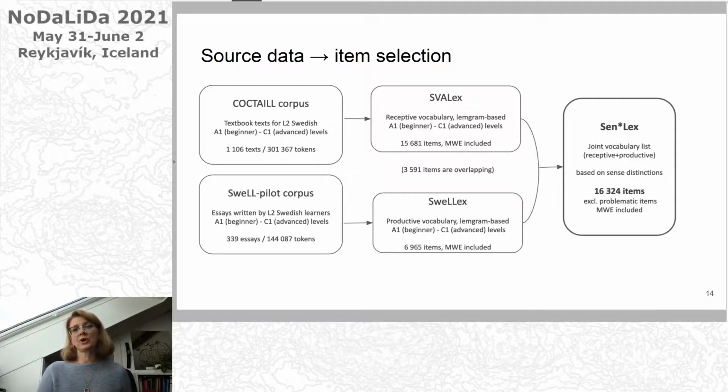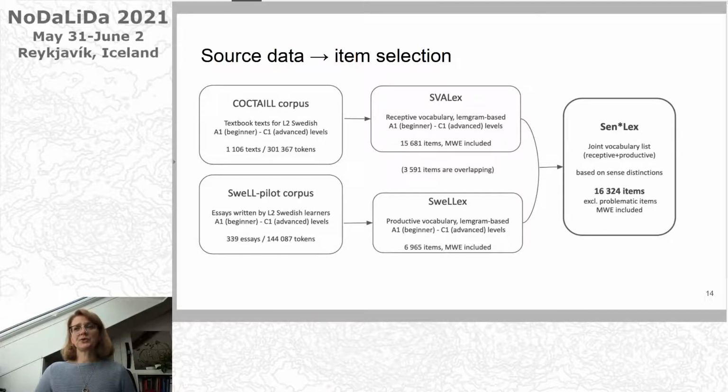So we have two learner corpora that we have used as a source of data. One of them is textbooks that learners are reading in the courses of Swedish as a second language, and the other one is a corpus of essays, well, a pilot corpus, essays that are written by learners of Swedish as a second language. And both corpora represent several levels, from A1 to C1, from beginner to advanced levels. And originally, we generated two word lists. One was based on the textbooks, which represent the receptive vocabulary, and the other one was generated from essays and representing productive vocabulary. And both these resources were generated on the Langram basis.